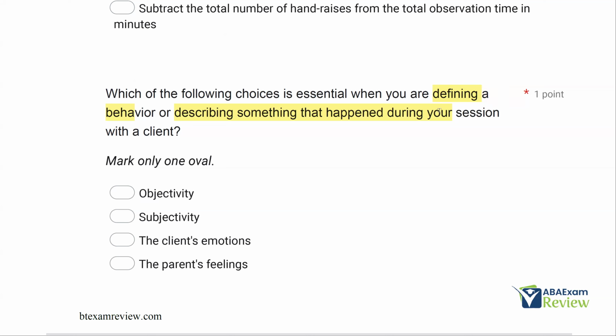What about the client's emotions? We don't want to bring into play emotions, which are these mental states that are hard to measure and hard to define. Same as the parent's feelings. Are those things important? Of course. When defining a behavior, however, objectivity and measurability are the two most important things. And so if you're going to be defining behaviors or describing something that happened during your session, the most essential piece is objectivity.